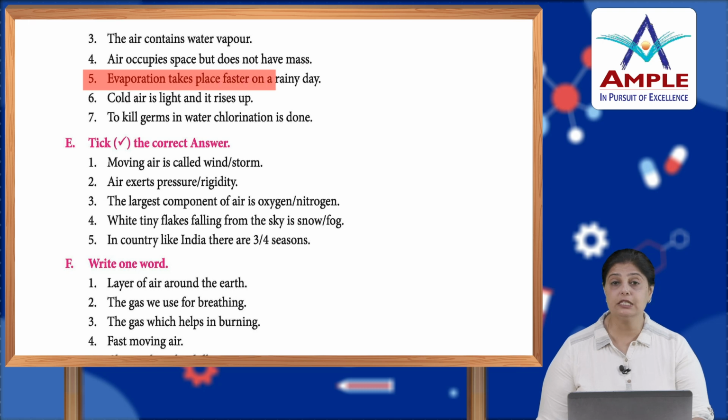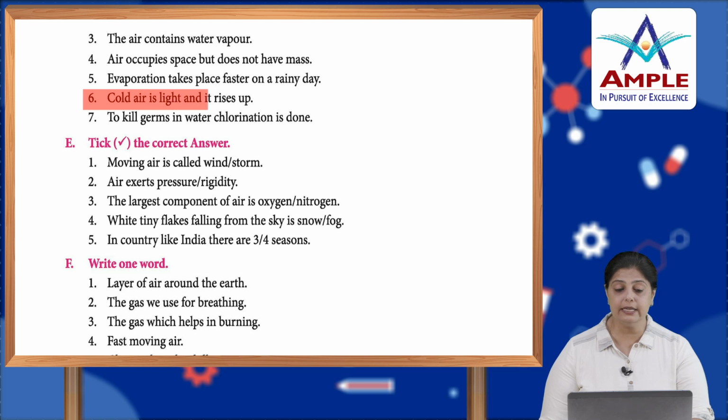Evaporation takes place faster on a rainy day? No, it is faster on a sunny day, because evaporation occurs due to the heat of the sun. Cold air is light and it rises up? No. Hot air is light and it rises up. To kill germs in water, chlorination is done? Absolutely true. Okay, now take the correct answer.